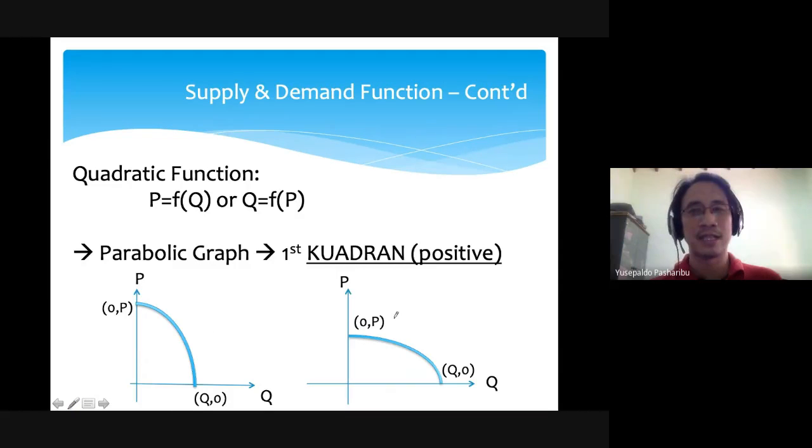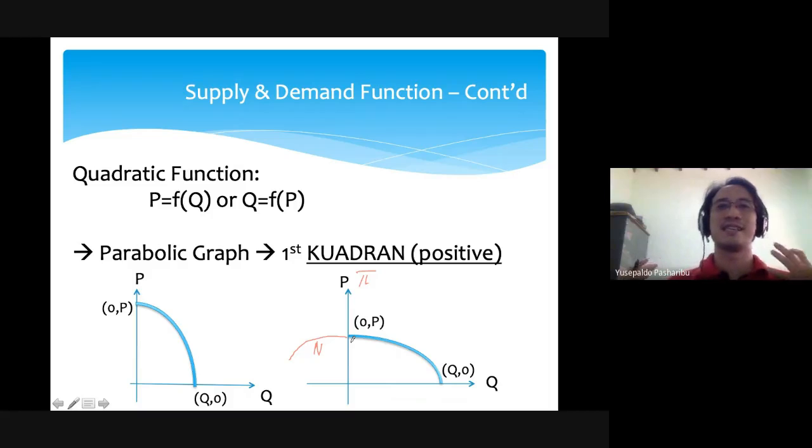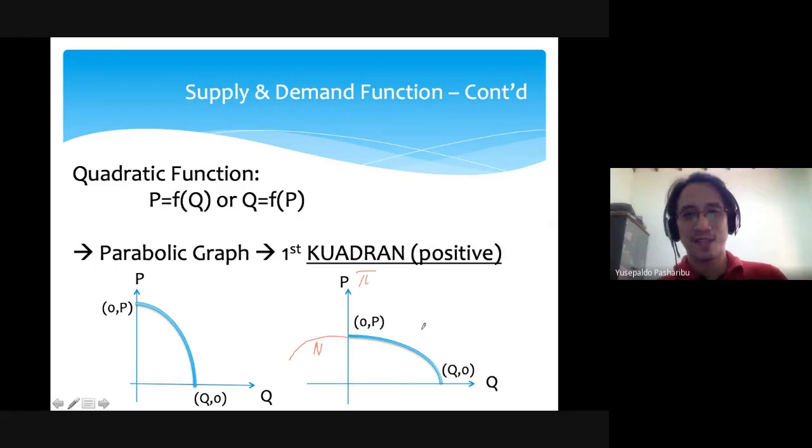This is quadrant 1. But for the profit function, we can use quadrant 4 in this part. So if this one is P or profit, we can also use this one. Maybe the profit will be negative. That means the company will lose or be suffering a loss, not profit.